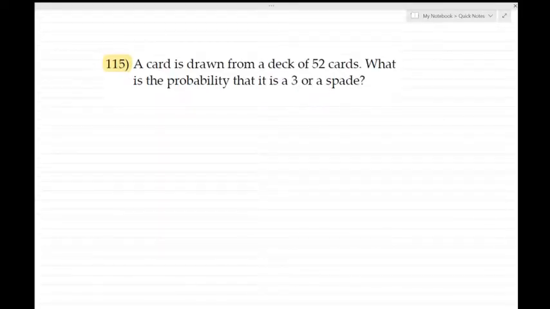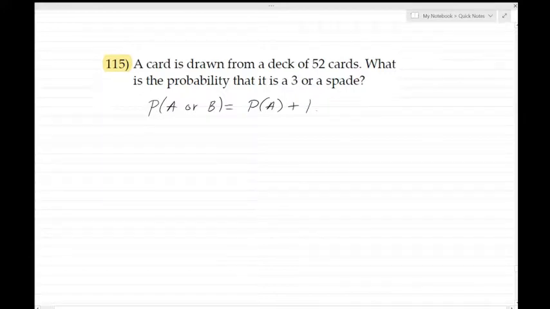Next, a card is drawn from a deck of 52 cards. What is the probability that it is a 3 or a spade? Okay. So try to remember those "or" probabilities, right? One thing or the other is not very strong, right? When you're talking about "or", you could stick with one thing or the other. It doesn't matter which one you get. So, the probability of A or B is defined as the probability of A plus the probability of B. So we're looking for the probability of getting a 3 or a spade. Well, that's equal to the probability of getting a 3 plus the probability of getting a spade.